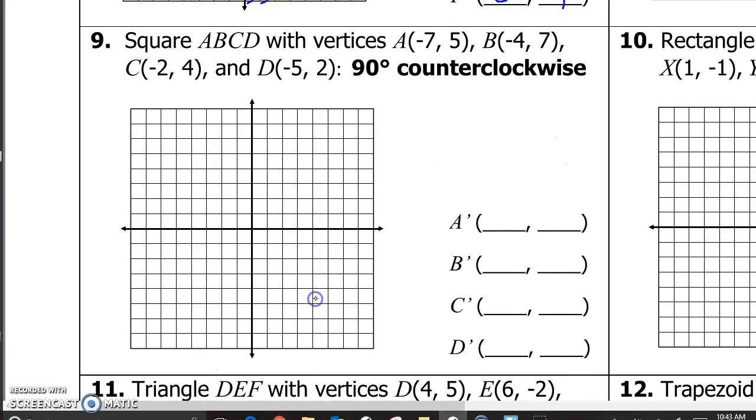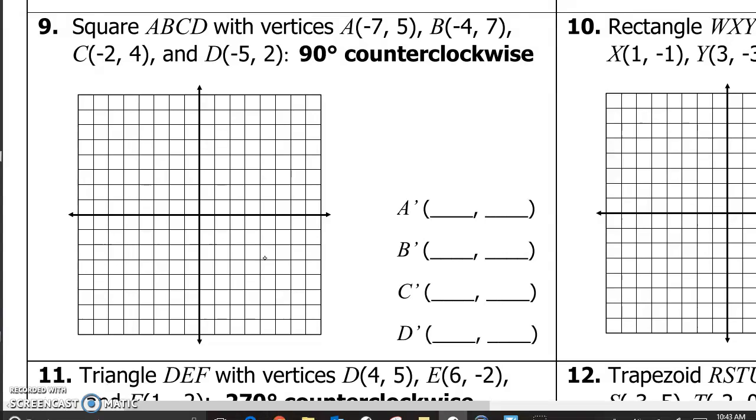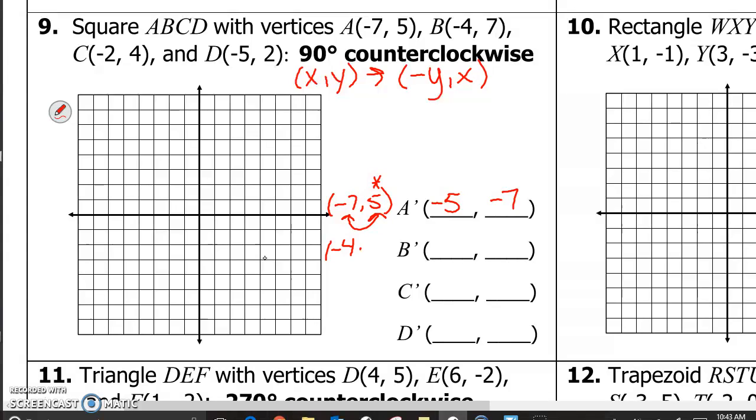Number 9, we've got a square, and we're rotating it 90 degrees counterclockwise. So the rule for 90 degrees is, if we've got x, y, it rotates to negative y, x. The opposite of y, x. Okay, so number 9, we've got A at negative 7, 5. So we switch, and the y becomes the opposite sign. So that's negative 5, negative 7. For B, negative 4, 7. Switch it. The y becomes the opposite, so negative 7, negative 4.